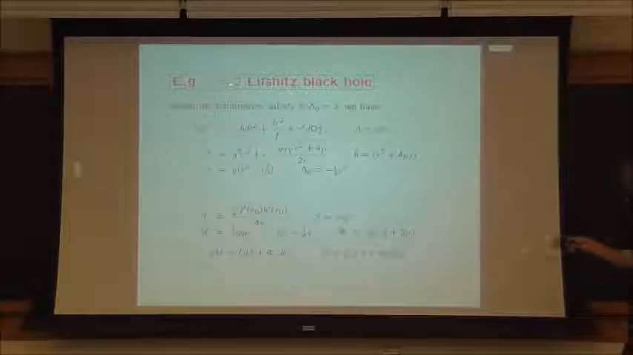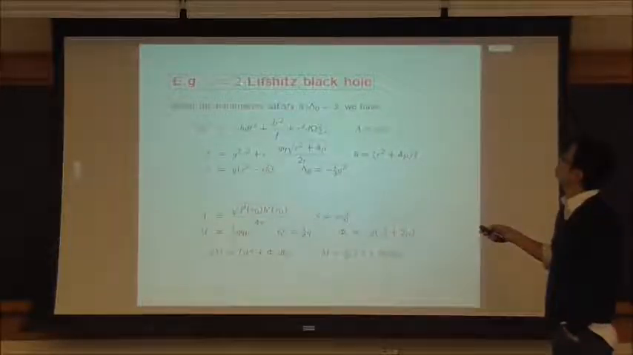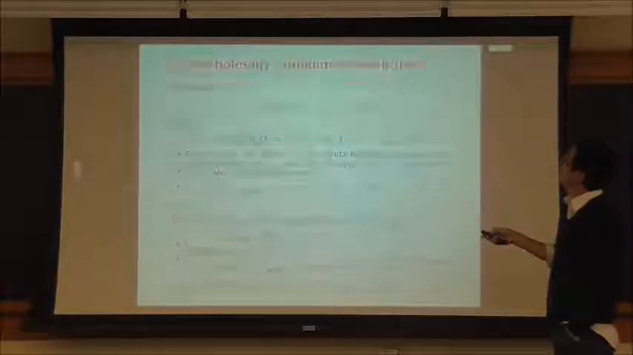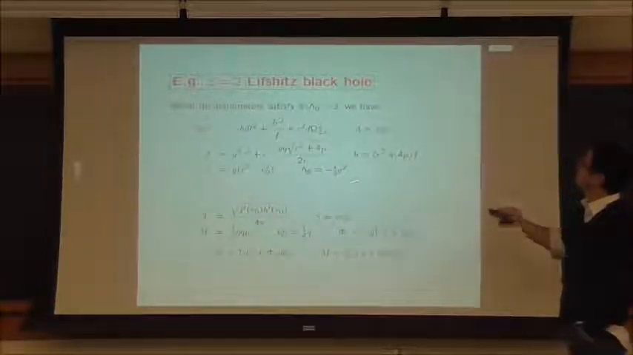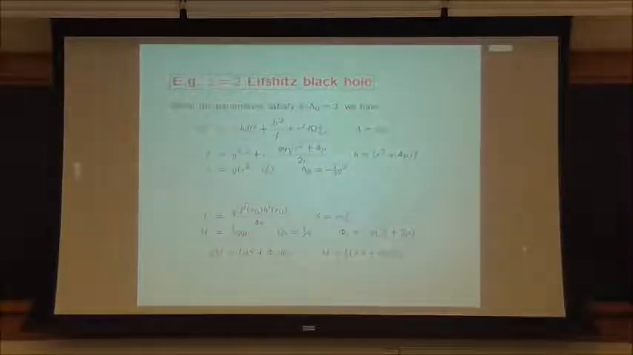So here basically I'm going to give an explicit example of a z equal to 2 Lifshitz black hole. So when the parameters of the theory, gamma and lambda naught, satisfy this condition, you got this black hole, which, because the g_tt goes like r to the fourth instead of r squared, you got this z equal to 2 Lifshitz black hole.